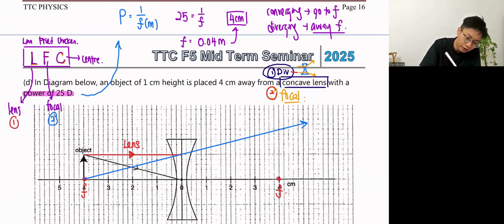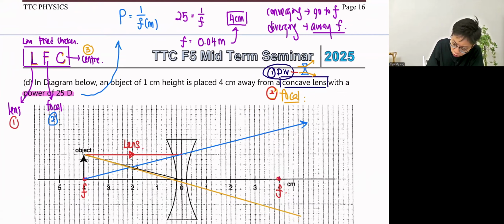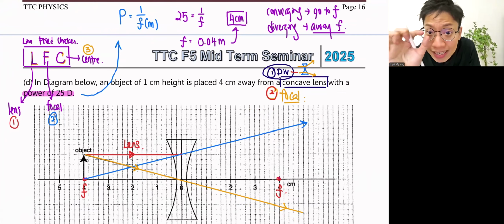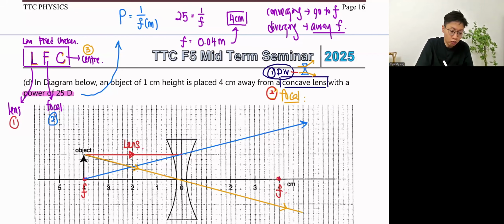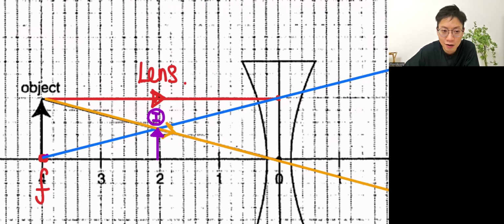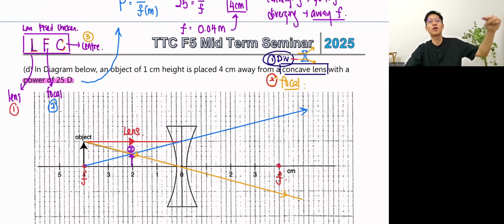What is my third line? My third line will be the center line, which goes all the way to the bottom part here. So where is my intersection point? Where are the two lines intersecting each other? The two lines intersect at this point, more or less here. So this is my image I. There is where my image is. See guys, limb fried chicken. The red color is the first one, lens. The second one is the focal. You go away from the F.